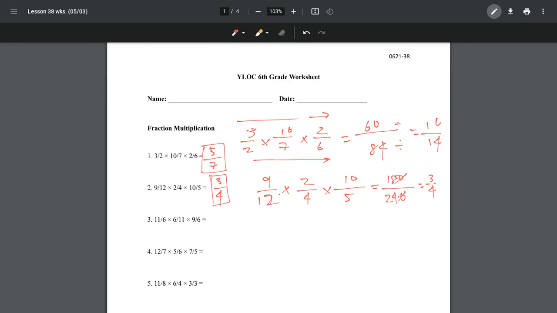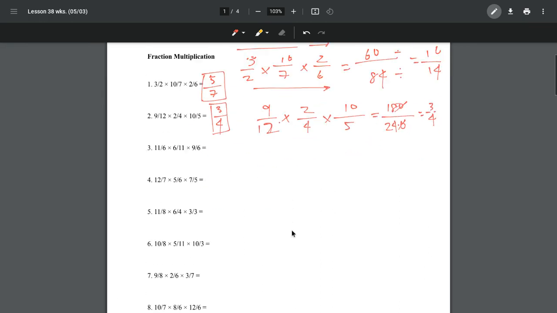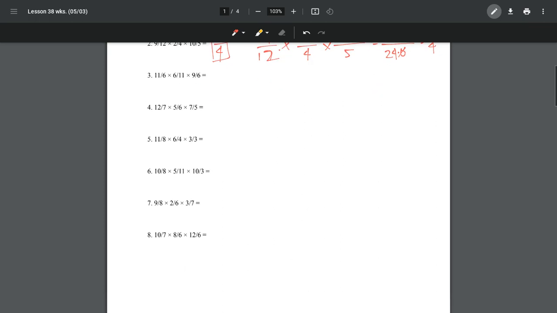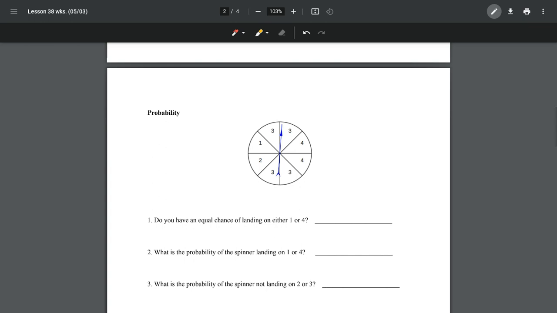So that's it. Multiply the fractions for the rest of the questions. And let's move on to probability.